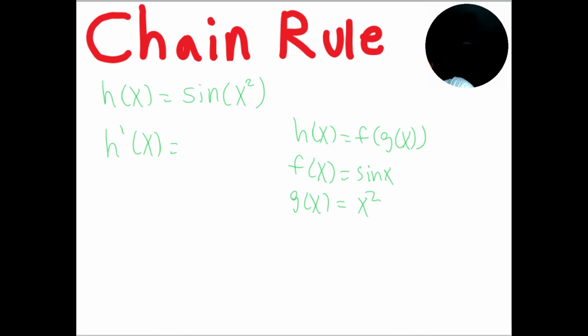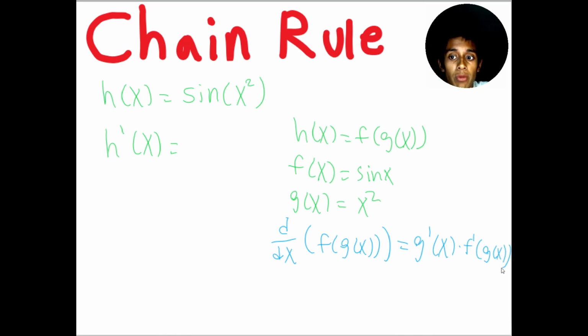And what else do we know? Well, we know that the derivative of f of g of x is equal to g prime of x times f prime of x at g of x. So now it's pretty simple. All we need to do is plug in. So let's start doing that.